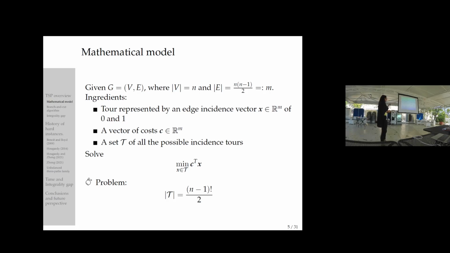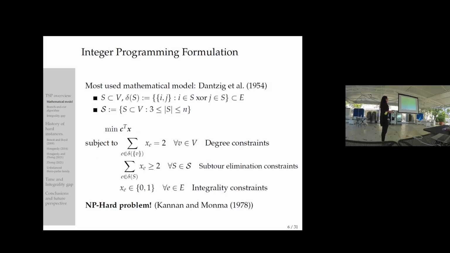Another ingredient is a vector of costs, c, and a set T of all the possible incidence tour vectors, and we basically want to solve the minimum of c transpose x for all x in T. This minimizes the cost of a tour, because all the entries of the incidence vector are 0, apart from the ones picked for a specific tour. So this is basically the cost of each tour. Of course, this set T, capital T, is finite, but the problem is that it is very big. So a full exploration, trying all the tours you have, is intractable. So we have to think about another way to solve this problem. And what is commonly done is to use an integer programming formulation.